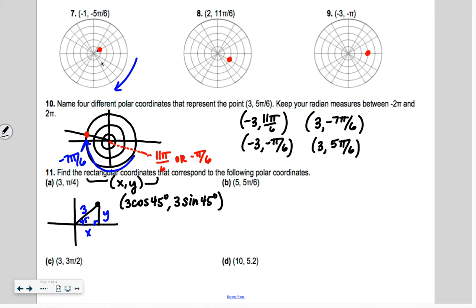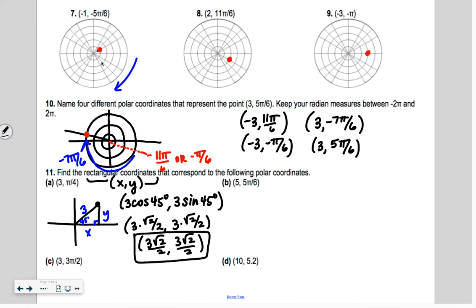And if you remember when we talked about vectors, we did that. We found x by setting up an equation. We said, cosine of 45 degrees is equal to x over 3, right? Adjacent over hypotenuse. And when you multiply the 3 over, that's how you got 3 cosine of 45. All right, so we get that. And we actually know cosine of 45 is root 2 over 2, and sine of 45 is root 2 over 2. So we get 3 root 2 over 2 and 3 root 2 over 2. So those are the rectangular coordinates.